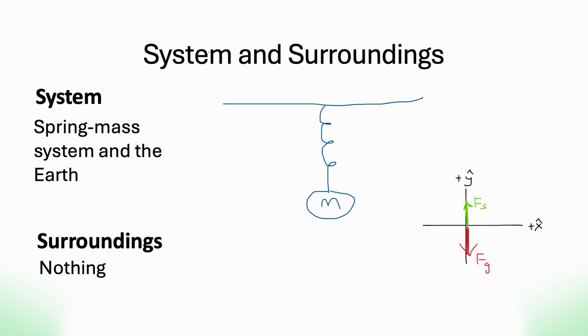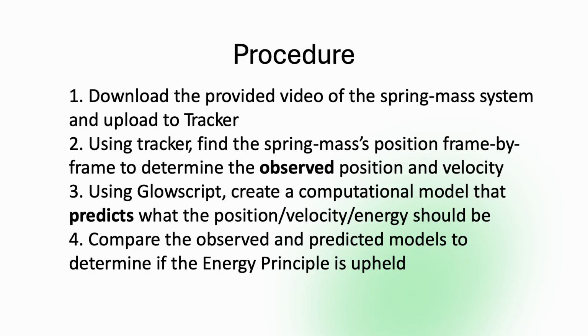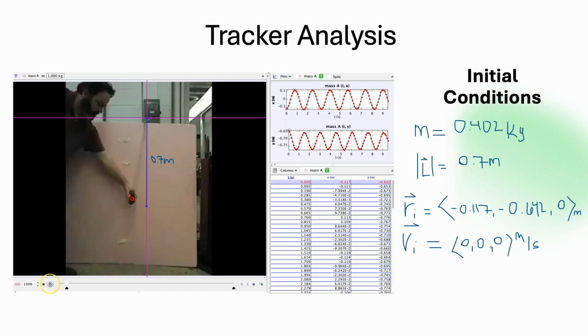So looking at our models, like we said, our system was the spring mass system, here, force of the spring, and the earth, so gravity, in this direction, with our surroundings being nothing. And so taking a look at our experiment, we first downloaded the provided video and uploaded it to Tracker. Then using Tracker, we went frame by frame to determine the observed position and velocity. Then using GlowScript, we created a computational model that predicted what it should be in terms of position, velocity, and energy. Then we compared the observed and predicted models to determine if the energy principle was upheld.